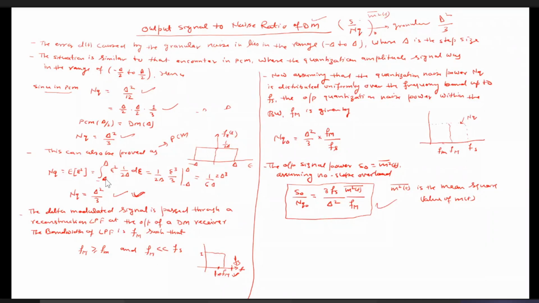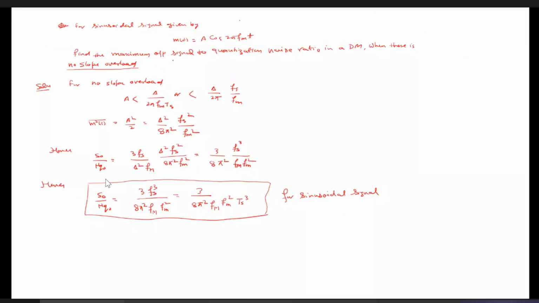Next, we are going to calculate the signal to noise ratio for sinusoidal signals, and in that we also try to avoid the slope overload distortion. For that, I have taken an example. Let us consider a sinusoidal signal given by m(t) equals A cos 2 pi f_m t. For this sinusoidal signal, we need to find the signal to noise ratio.